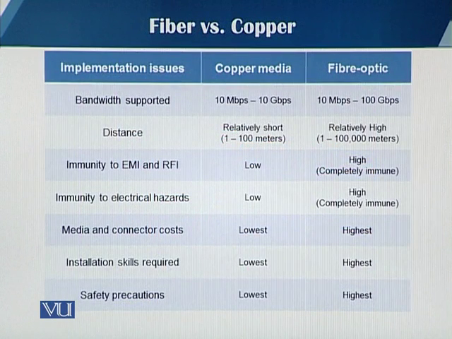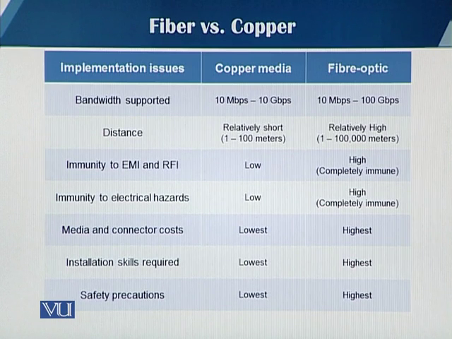Okay, so when should we use fiber optics, and what are the pros and cons of fiber optics versus copper? As far as the bandwidth is concerned, fiber optics provides much higher bandwidth as compared to copper media. As you can see on the slide, fiber optics can give you a data rate of up to 100 gigabit per second, whereas copper media provides only up to 10 gigabit per second transmission rate.